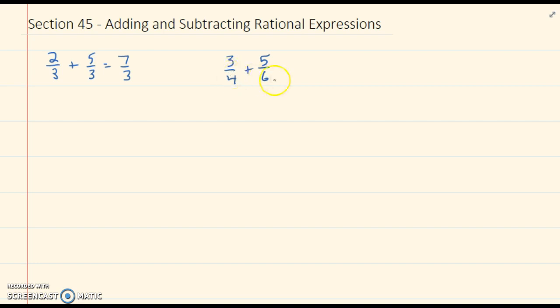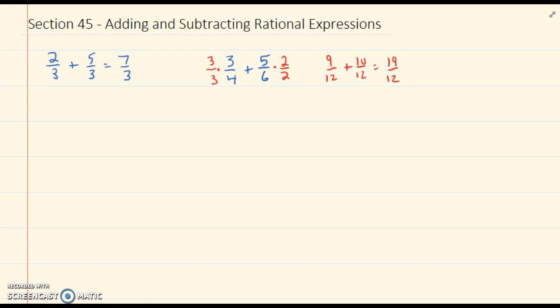So I can turn this into something over 12. When I do that, I'm going to take this 4 and multiply it by 3. But if I do that to the denominator, I've got to do that to the numerator. And again, I'm turning that denominator into a 12 over here. So 6, I'm going to turn that into 12 by multiplying by 2. Do the same thing in the top. So that's going to give me 9/12 plus 10/12, which is 19/12. So nowhere near the 8/10 that we would like it to be.